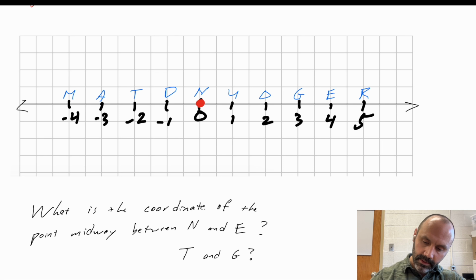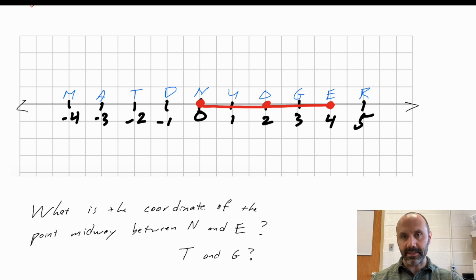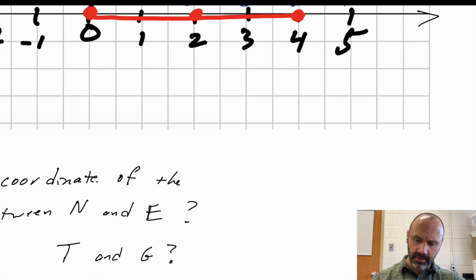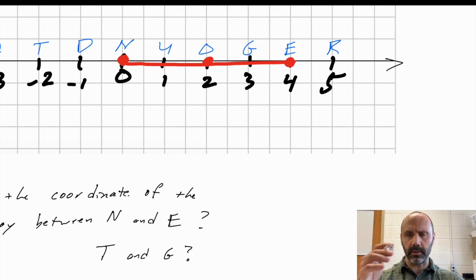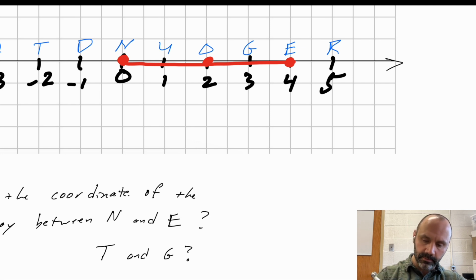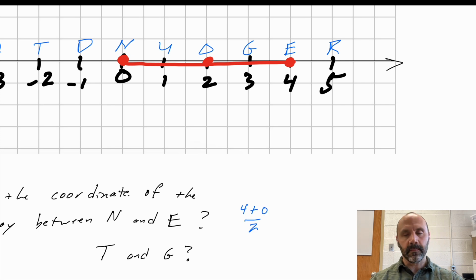So, N to E, start 0 to 4. We know the midpoint is going to be here. That's actually an O. It looks like a triangle, but it's at point 2. How did we get that? We can count and go to the middle, and that works here. But also take note that another way of getting that number is 4 plus 0 divided by 2. It's like we're taking the average of the 2 points. That gives us the coordinate 2.